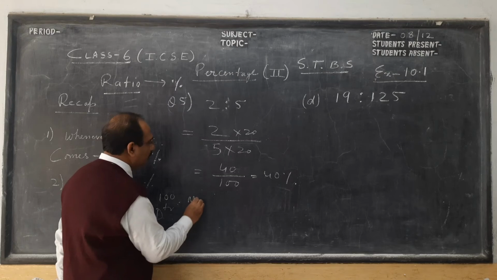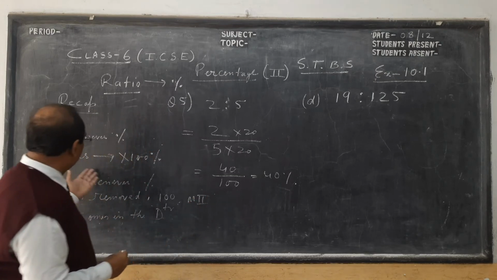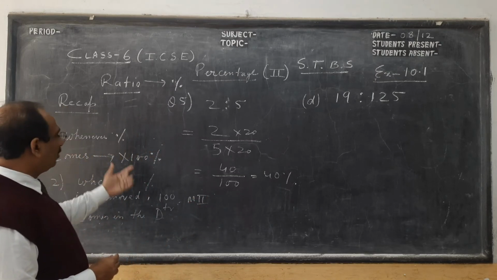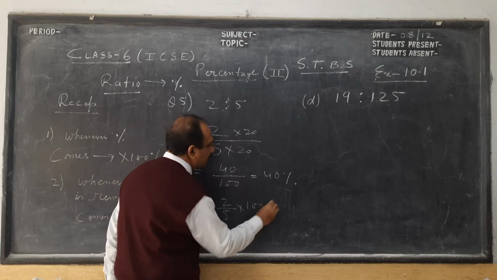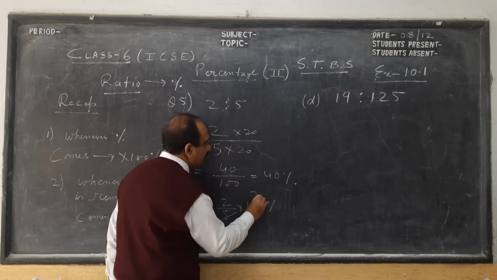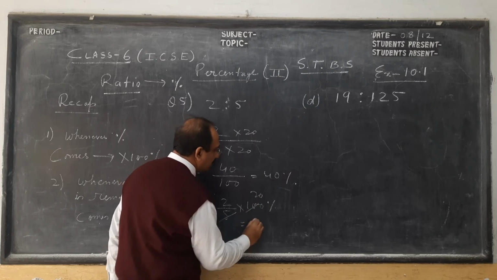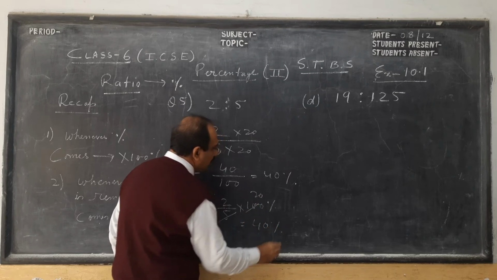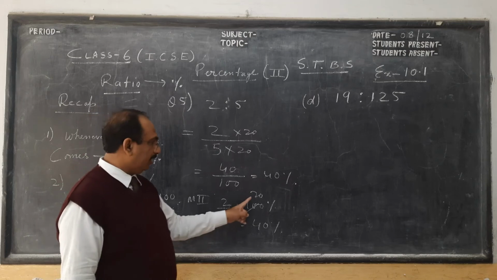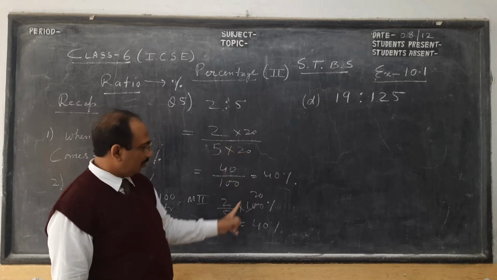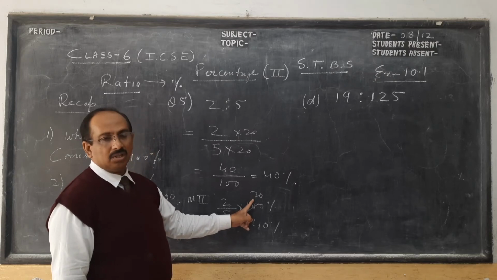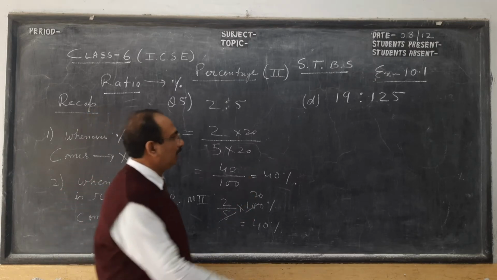What is my method 2? Method 2 is the formula method. To bring percent, multiply by 100%. 2 by 5 into 100%. This cancels with 20, so 20 into 2 is 40%. So see, ultimately, children, the numerator is multiplied by 20, and that is the answer. This method also gives you 40%.